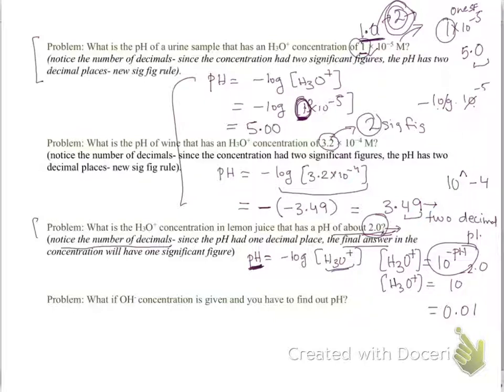2.0 has one decimal place, so that means my final answer needs to have only one significant figure. So 0.01 has only one significant figure. One more time, if the pH is given and you have to find the hydronium ion concentration, you look at the number of decimal places. The number of decimal places is 1, and that means your answer should have one significant figure.